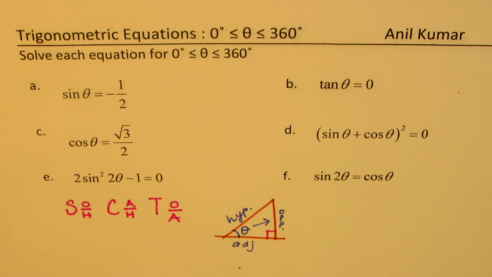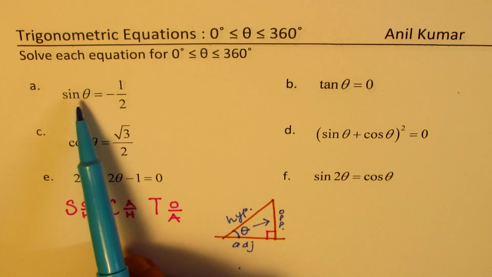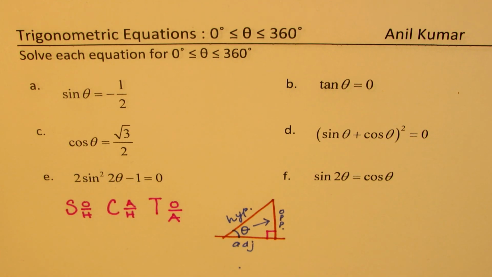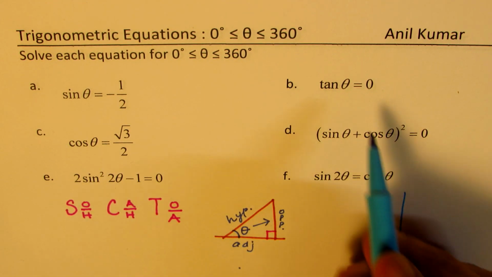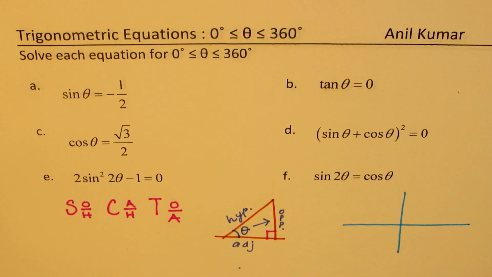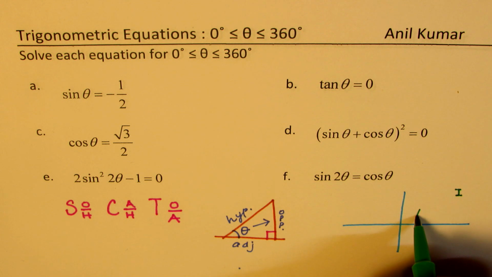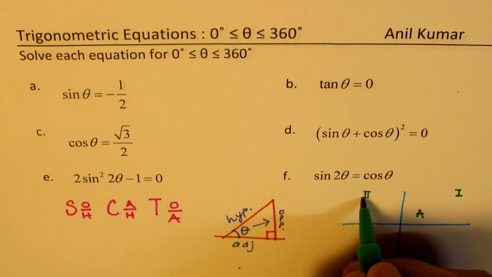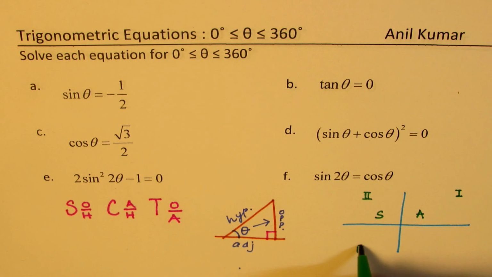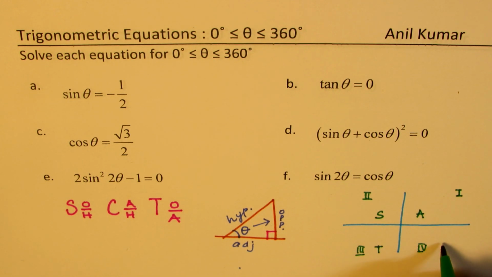Another thing which we need to understand here is when is sine positive, when is it negative, when is cos positive, when is cos negative, and when is tan positive, and when is tan negative. As you know, these are the 4 quadrants. In quadrant 1, all are positive, right? In quadrant 2, sine is positive. In quadrant 3, tan is positive, and in quadrant 4, cosine is positive, right? So we have this rule. So this is what you need to understand for answering all these questions.